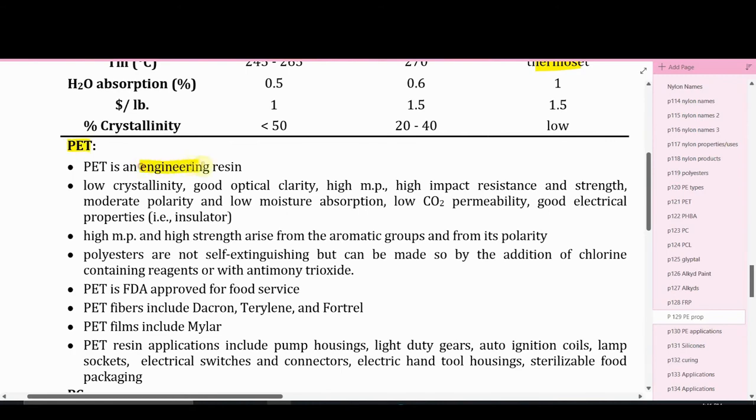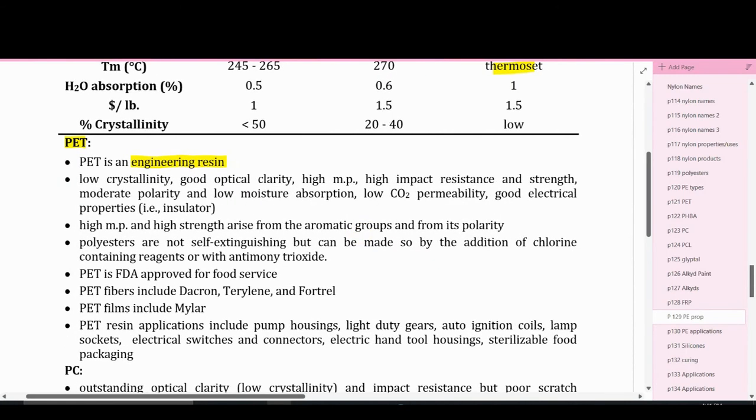It's an engineering resin. Think of pop bottles. Low crystallinity, that means amorphous, that means good optical clarity, has high melting point. Why? Because it's an ester, so it's got a lot of polarity to it. It's got high impact resistance and strength, moderate polarity, low moisture absorption, low CO2 permeability. Kind of interesting because that's what they pump CO2 into, right? Those are pop bottles.